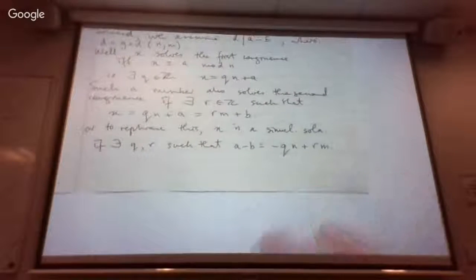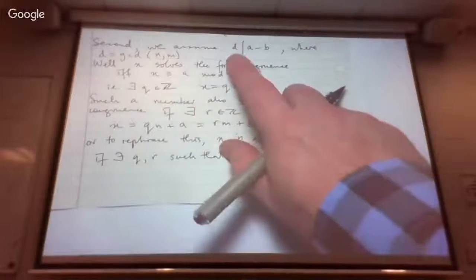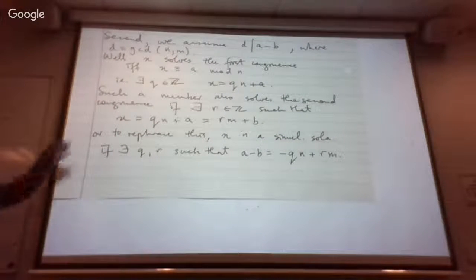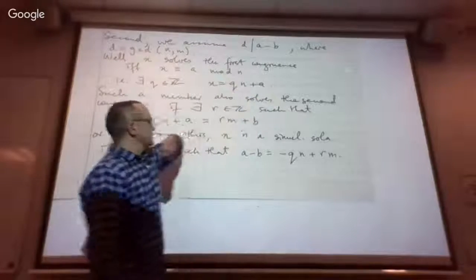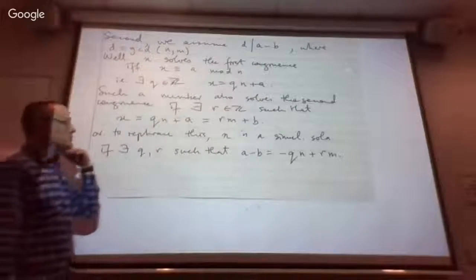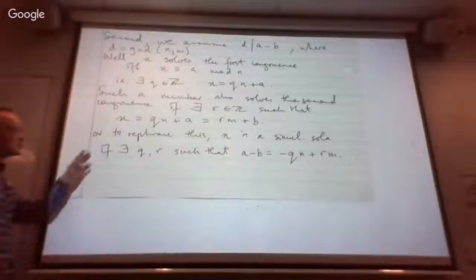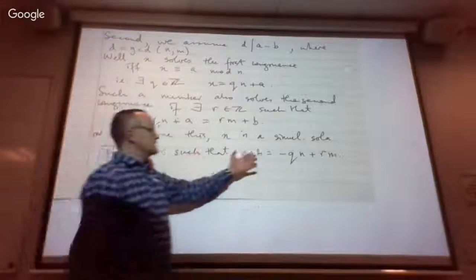So in other words, we get this statement. Now we haven't used the assumption yet. We assume that D divides a minus b. We haven't used that yet. We just started off investigating simultaneous solutions. If x is a solution to the first one, it's of this form, qn plus a. If it's a solution of the second one, it means it's simultaneously of this form, rm plus b. How can those two happen at the same time? That's the same as saying a minus b is something times n plus something times m.